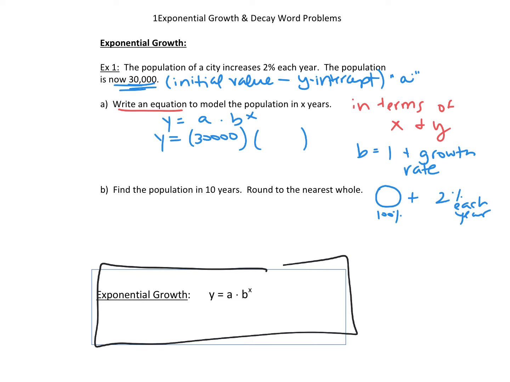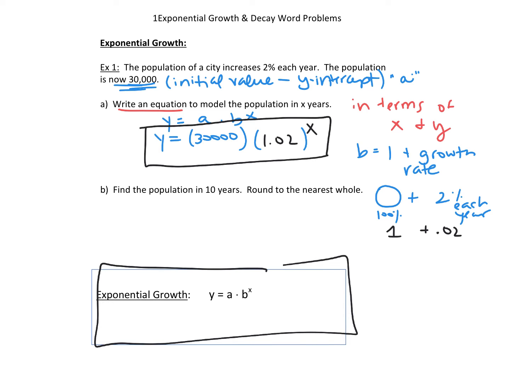So what we do is we express these as decimals. So 100% is 1, right? I move the decimal back 2 places, and 2% is 0.02. And I add them together to say 1.02, meaning that 1, whatever I started with, 100% plus 2% each year. And this is going to be raised to the x power, where x represents the number of years. This is my general equation for this situation in terms of x and y.